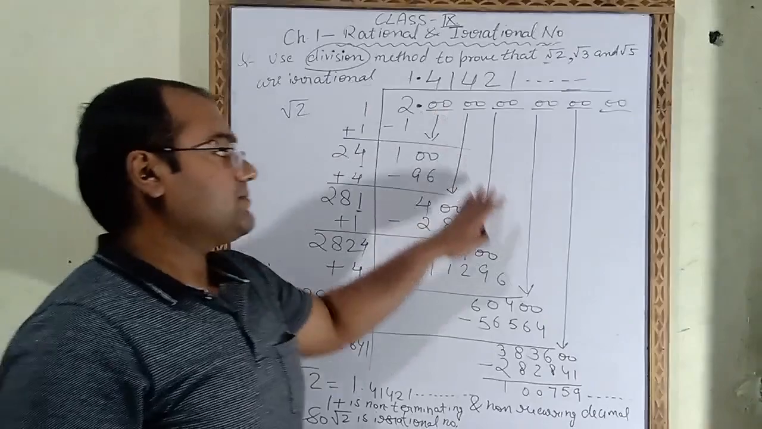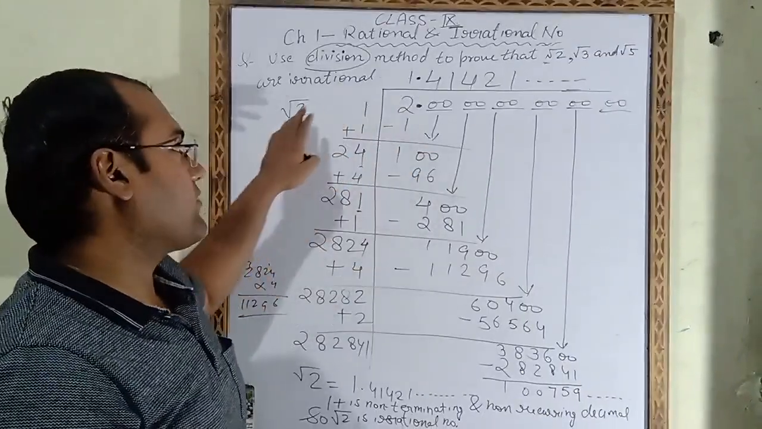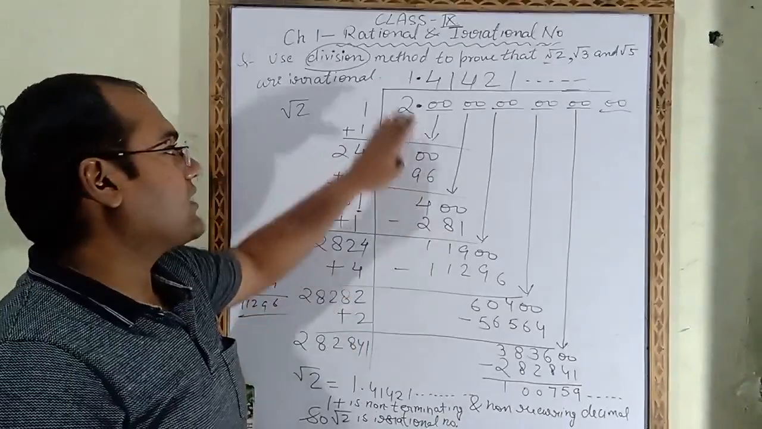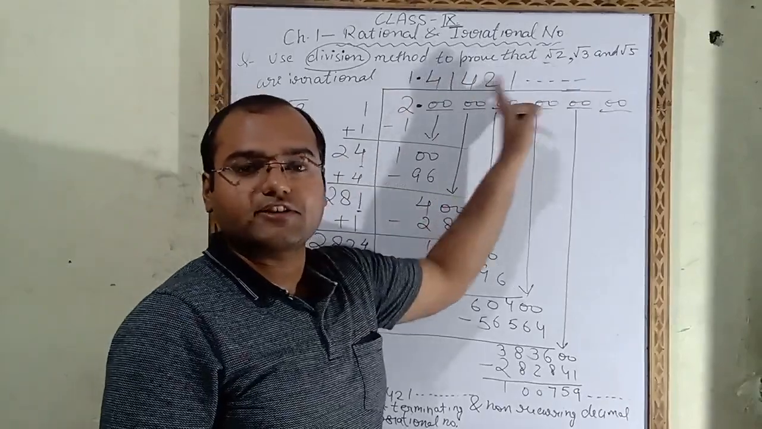So this is the division method. In the division method, what you have to do? First of all, we have to find the square root of 2. The answer of square root of 2 is 1.41421 and so on. It is not getting over.